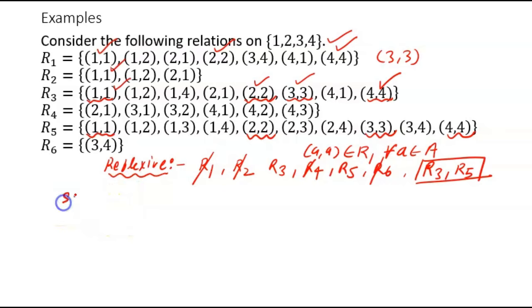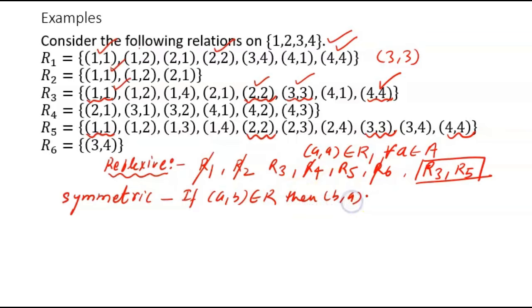Now how many of them are symmetric relations? So we are going to talk about them one by one. If I talk about R1, R1 has (1,2), but R1 also has (2,1). What is the definition of a symmetric relation? That if (a,b) belongs to R, then (b,a) should also belong to R.